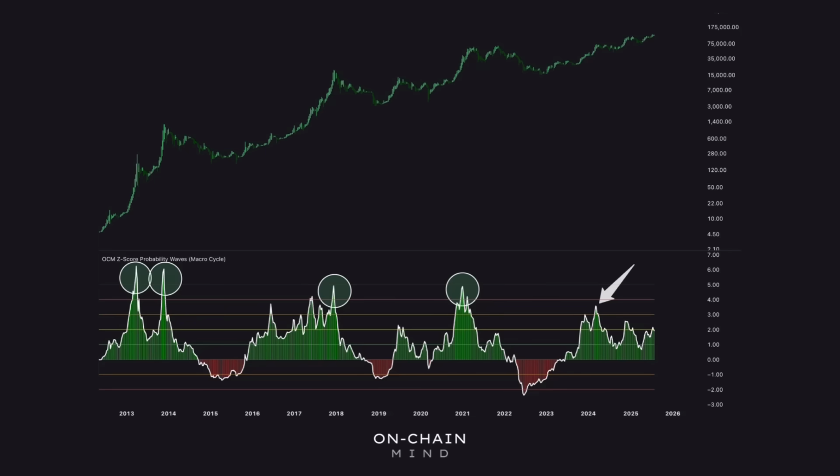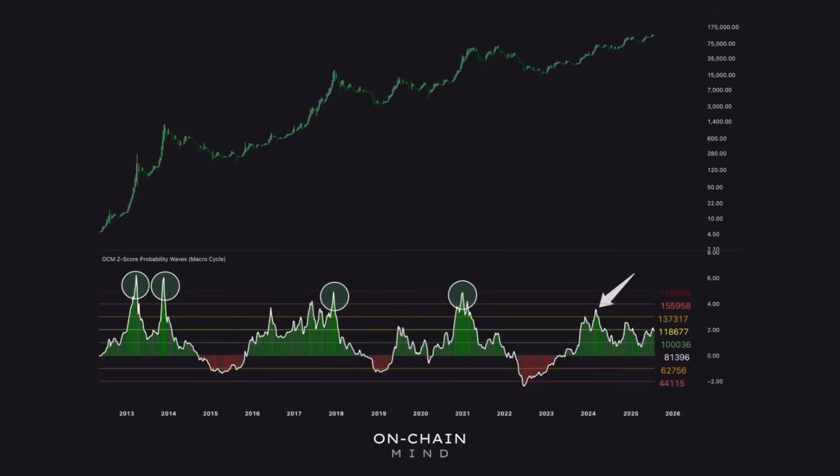What's especially useful is that this indicator dynamically updates the price levels for each deviation band. And right now, if price was to shoot up vertically, the projected peak sits at around $174,000. On the flip side, if we enter the bear market from here, a likely bottom would be around $62,000, with a worst case drop to $44,000 if we saw a similar capitulation event similar to what we saw post FTX crash in the previous bear market.